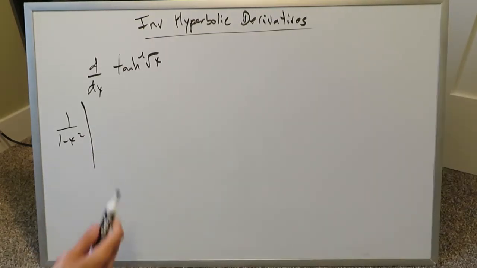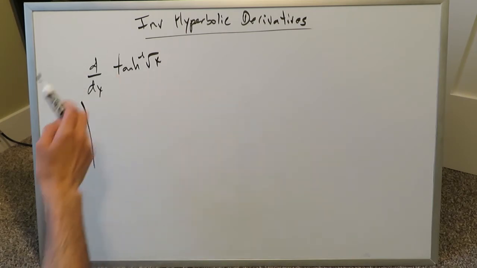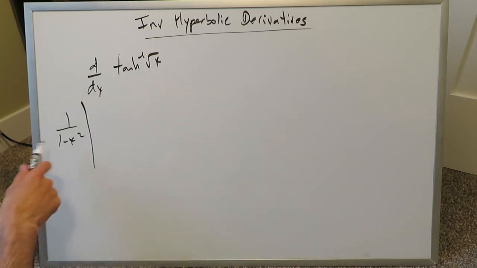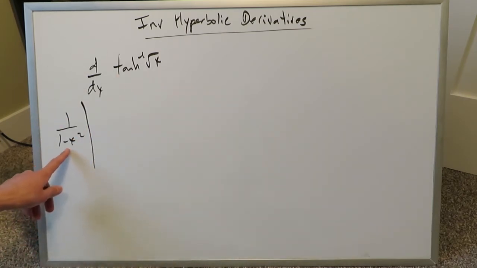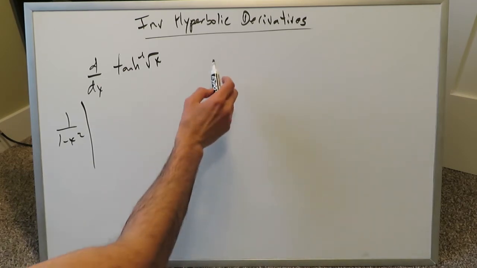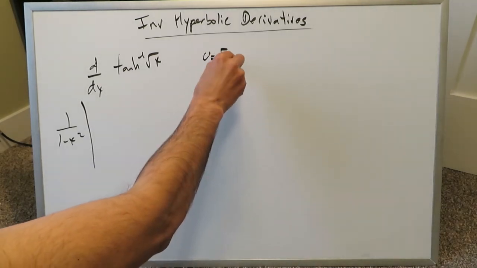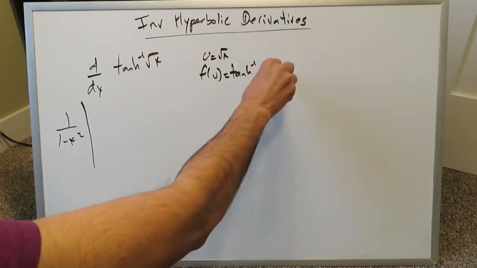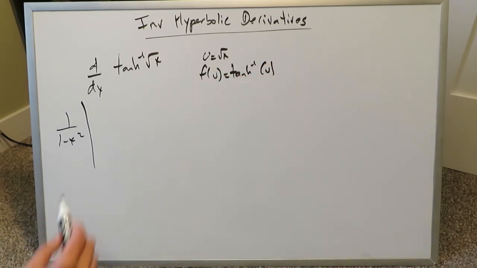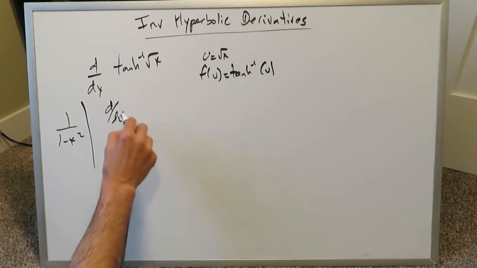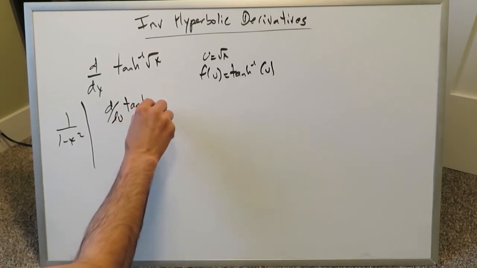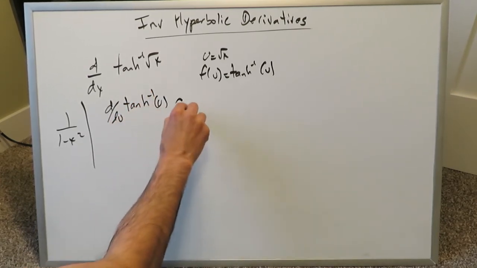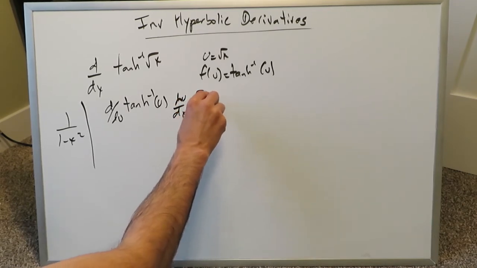This will be an interesting one, inverse hyperbolic tangent of root x. Again, this is the template for the derivative of inverse hyperbolic tangent, and we have a chain rule coming in here. If u is equal to root x, then the function with regards to u is inverse hyperbolic tangent u. And the chain rule comes in very well here, d over du of inverse hyperbolic tangent u, and then du over dx of root x.